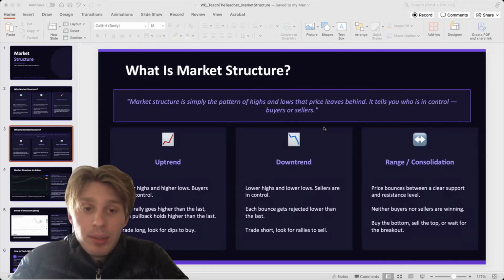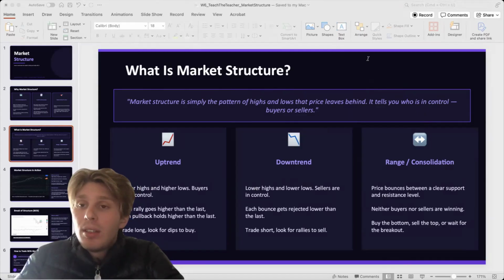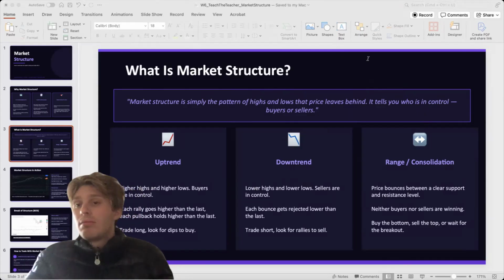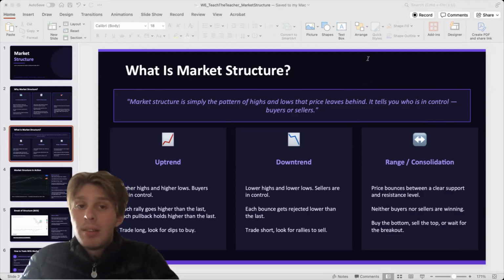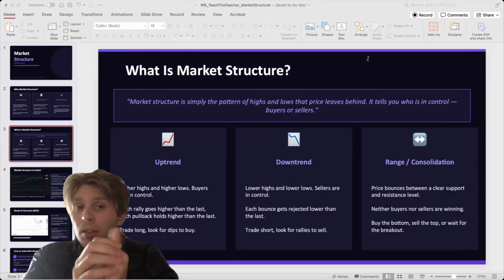What is market structure? Market structure is just the pattern of highs and lows that prices leave behind. That's all. You have three situations. You can have an uptrend market, which is higher highs and higher lows. Buyers are winning every time. You trade for longs. Then you have a downtrend, which is lower highs and lower lows, and sellers are in control of the market, and you normally short.